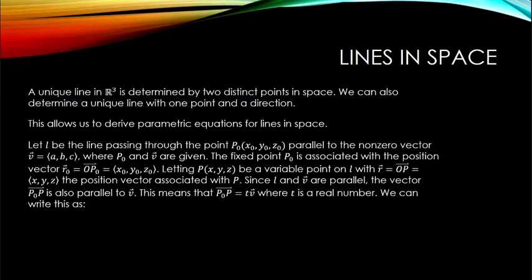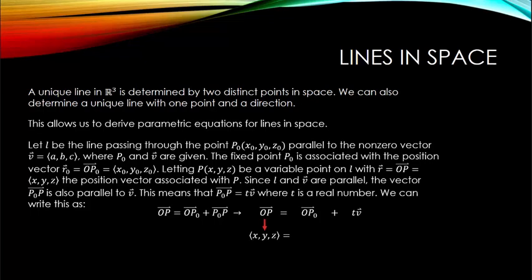This means that the vector P sub 0 P will be equal to some value T times the vector V, where T is a real number. And I can write this as the vector OP is equal to the vector OP sub naught plus the vector P sub naught P, which tells me that the vector OP is equal to the vector OP sub naught plus T times the vector V.